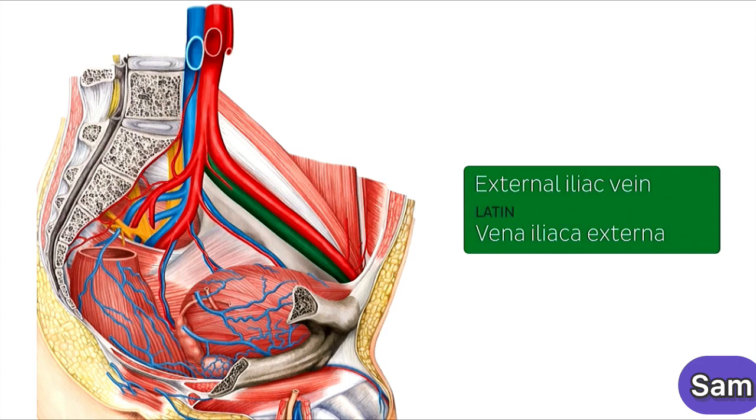They join with the internal iliac veins to then form the common iliac veins on both the left and right side. You can see here that this one joins here with the internal iliac to then form the left common iliac vein.